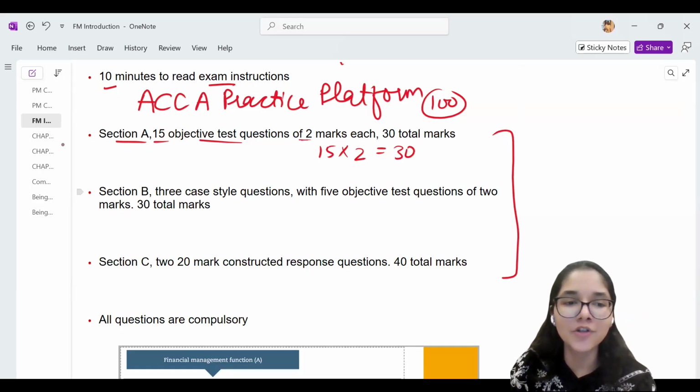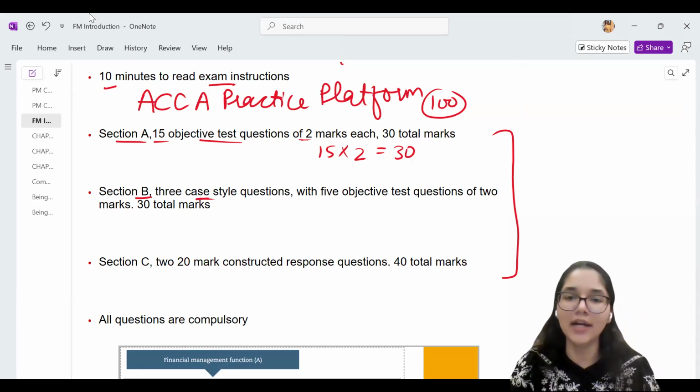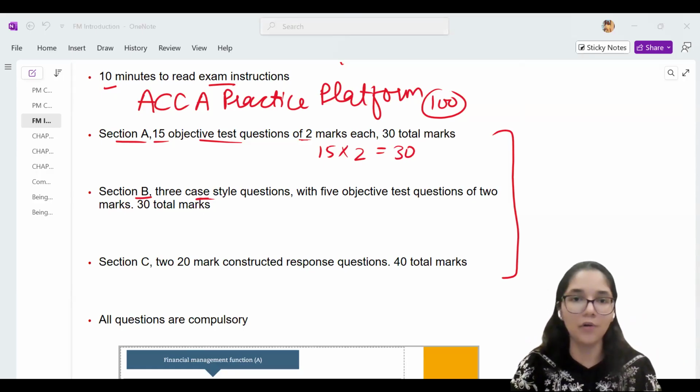Then you will have section B where you will have three case studies. Three case studies will be given to you. Within each case study, you're going to have five objective type questions. So five objective type questions in each case study, you are going to have 15 questions in total over here also, which is going to again contribute towards 30 marks in total out of your 100 marks of paper.